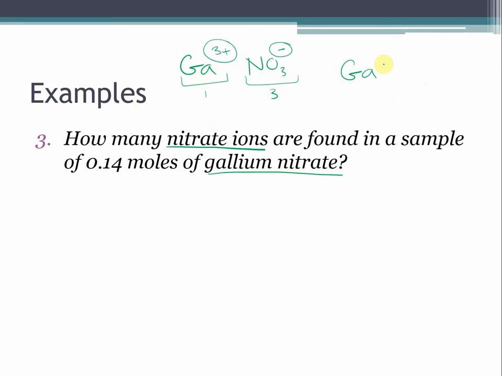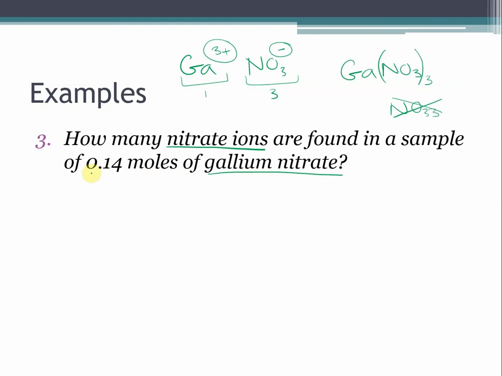And then NO3, but since we have 3 of those polyatomic ions, we will put it in parentheses and then put 1 more 3 to show that this thing right here we have 3 of. Because again, otherwise it looks like we have 1 nitrogen and then 33 oxygens, and that is not a thing. So gallium nitrate looks like this. Now we can go ahead and set up our problem.